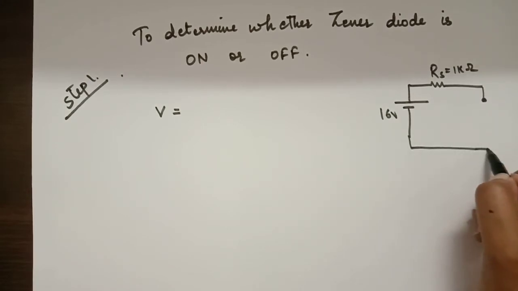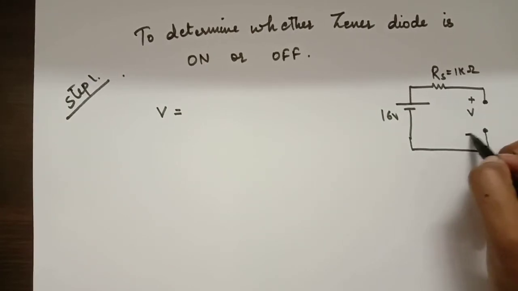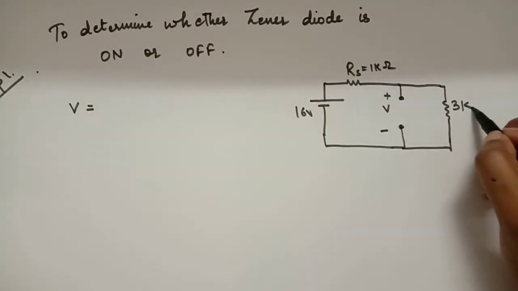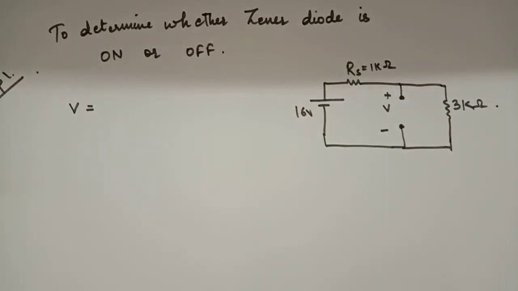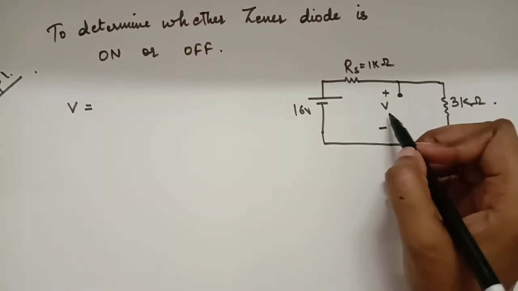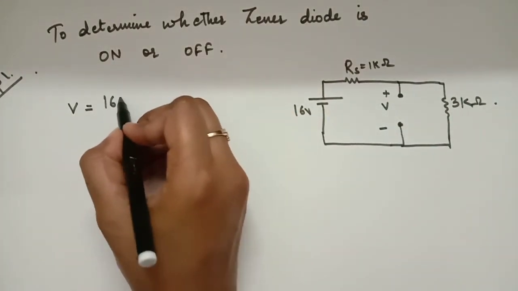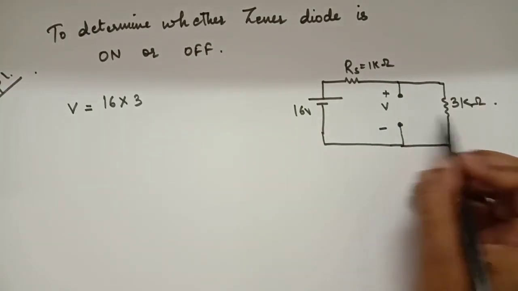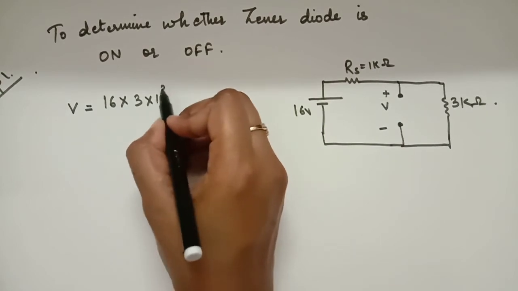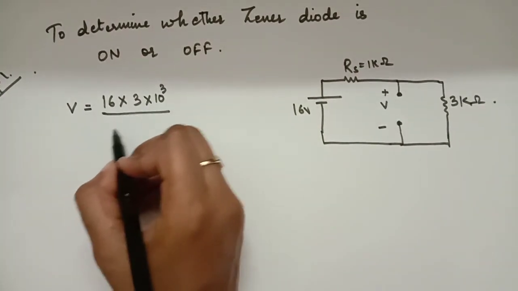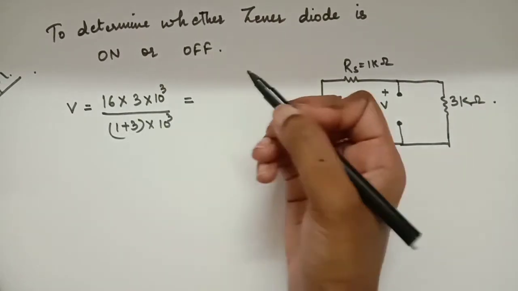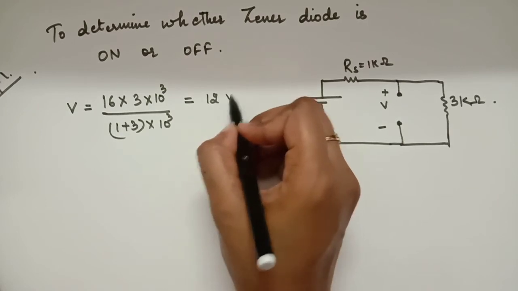Just practice it again and again so that your hand becomes very smooth on solving the numericals. Now I have replaced RL as 3 kilo ohm and I need to determine this V. Total voltage 16 into the resistance across which we are going to calculate it. Parallel voltage is same, therefore we can consider 3 kilo ohm, kilo means 10 raised to the power 3, upon total resistance, that is 1 plus 3 into 10 raised to the power 3. Answer comes out to be 12 volts.